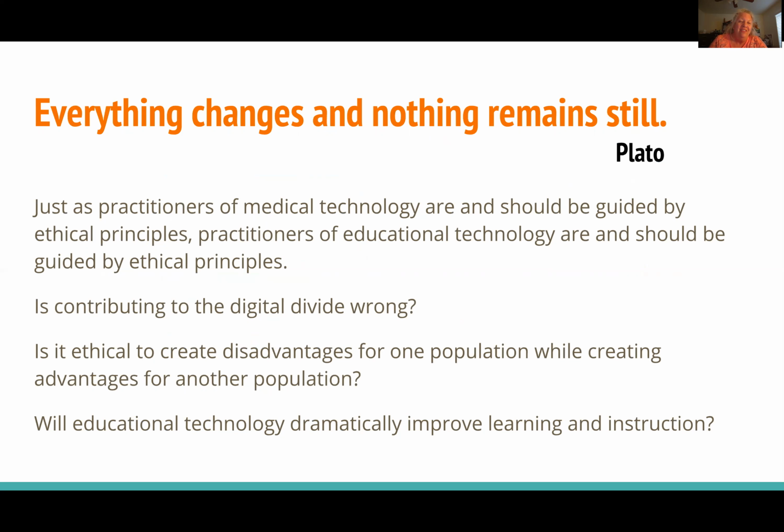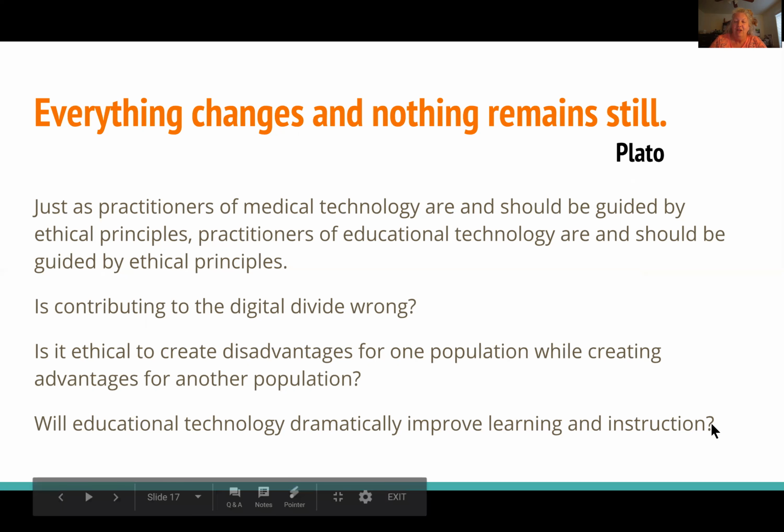Another point: is it ethical to create disadvantages for one population while creating advantages for another population? And will educational technology dramatically improve learning and instruction? Several studies have shown that certain types of technology or certain apps, in the long run, do not improve learning. So why are we using those apps or those techniques to help our students? That's another thing to think about.